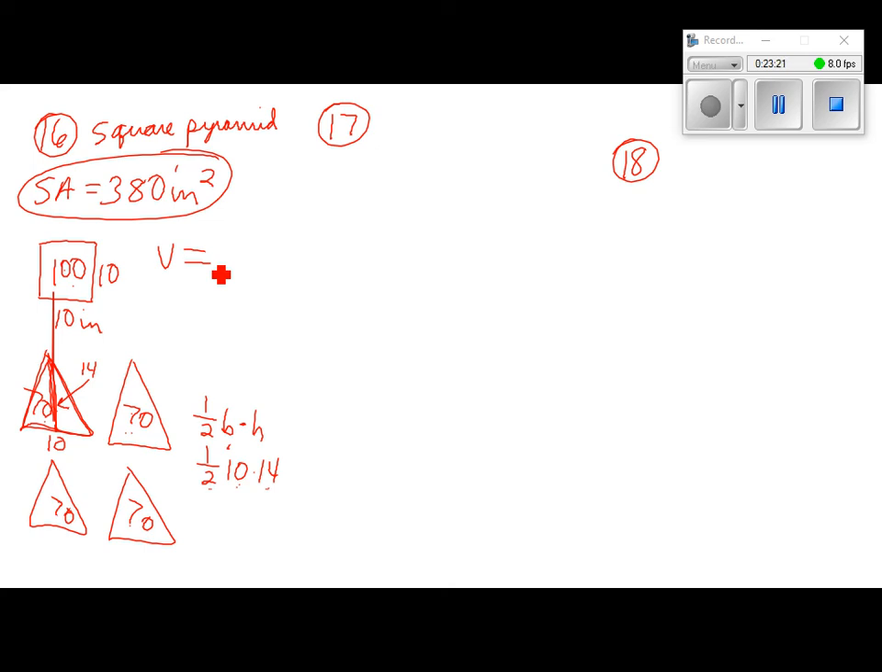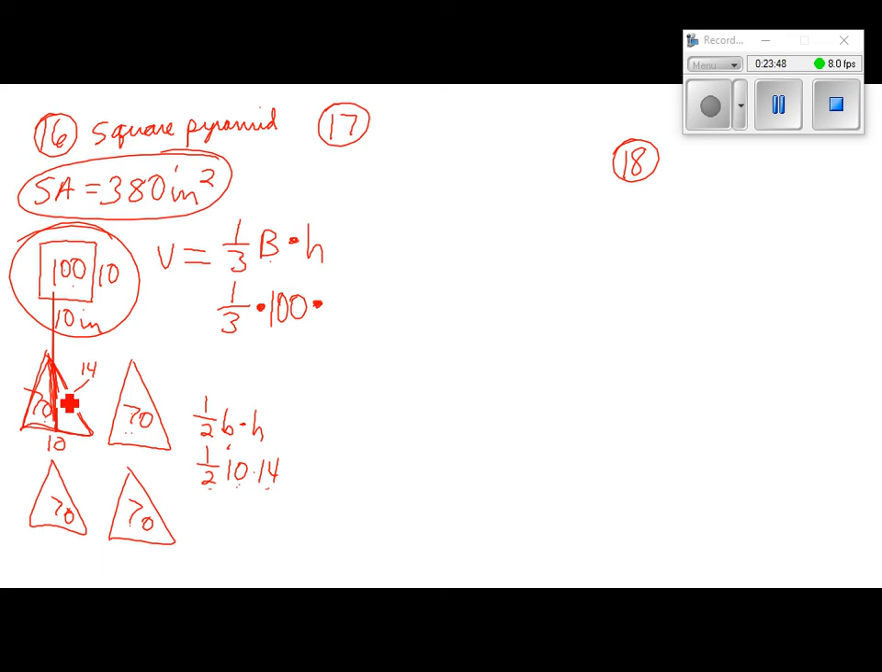And for a pyramid, volume is 1/3 times big B times H. Don't forget big B, same as with the prisms. The big B stands for the area of the base. Well, we just found the area of the base. So you're going to grab your calculator and take 1/3 times 100 times, now this here, the 14 was the slant height.